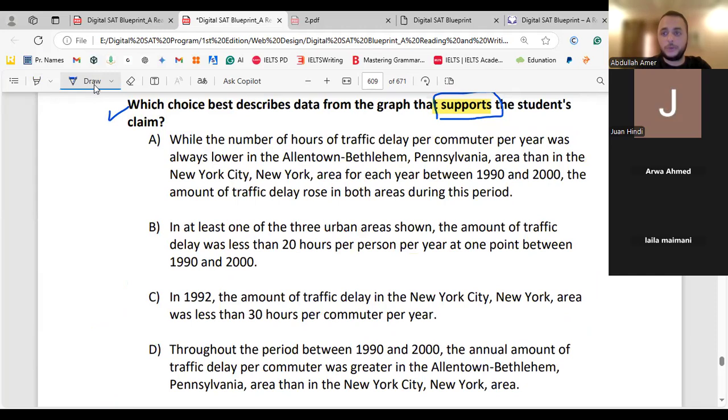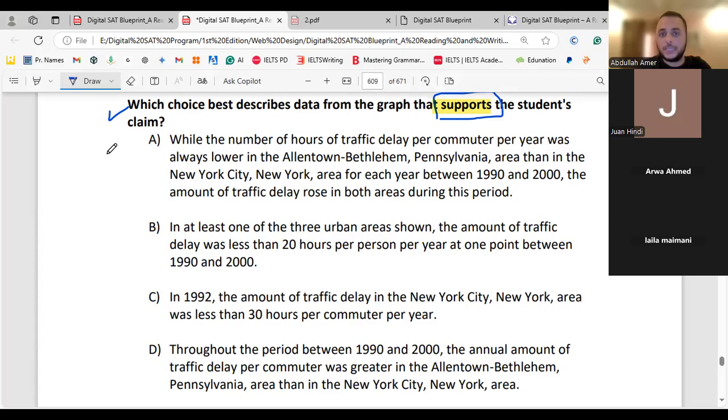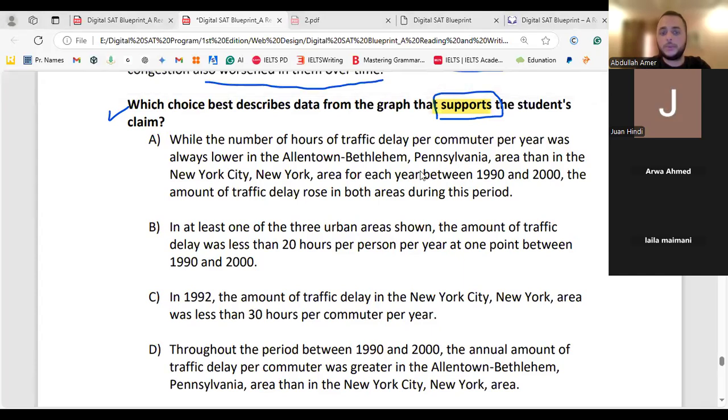The final thing to look at is the choices. The final thing to look at is the answer. You need to understand the claim, understand the graph that you have, and finally look at the answers. So you can send the answers by the chat. Okay, thank you. It is A.